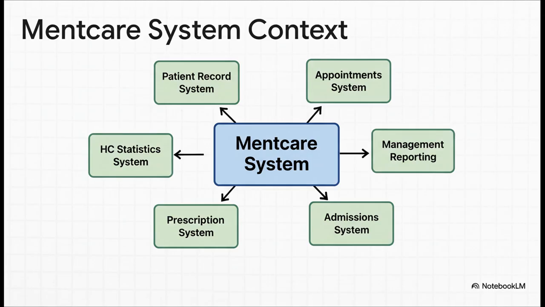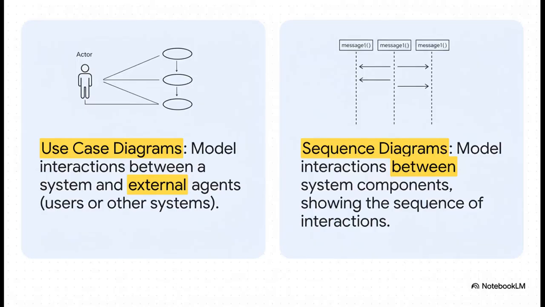Now, a context model for MentCare would show its neighborhood, so to speak. You can see right away this thing doesn't live in a bubble. It has to talk to a general patient record system, an appointment system, reporting systems, a prescription system, you name it. A diagram like this is gold for the development team. It instantly shows them all the other systems they have to connect to and what interfaces, what APIs they're going to need to build.